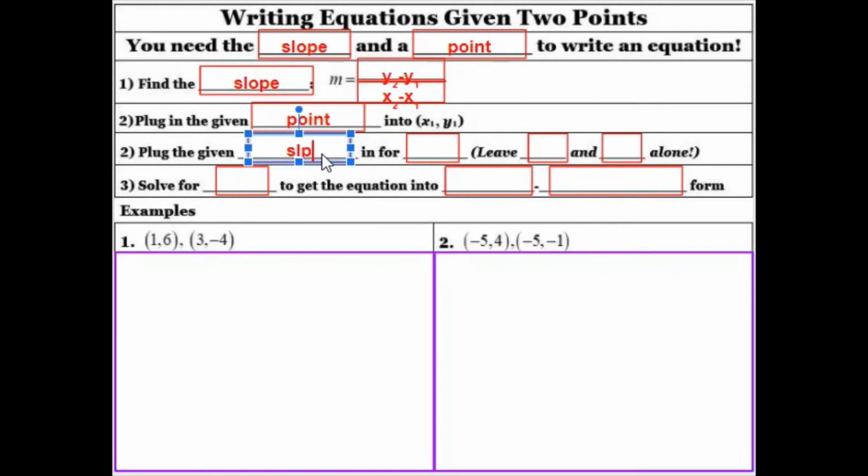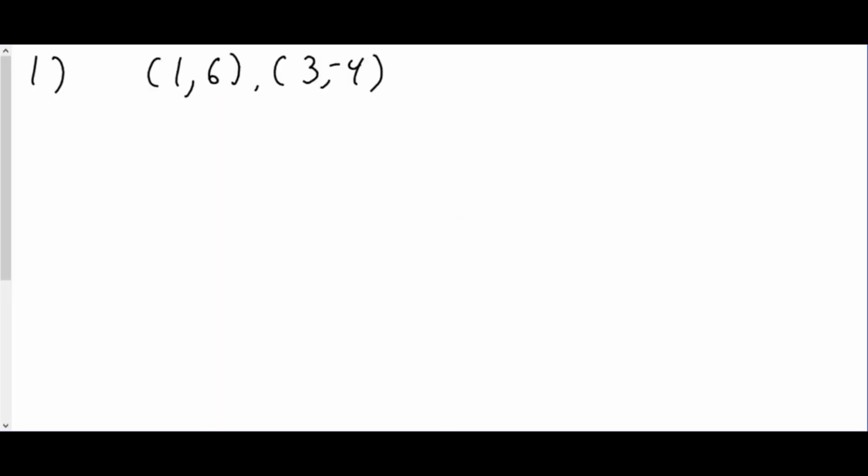Plug the slope in for m, leave your regular x and y alone, and then solve it for y to get it into slope intercept form. Let's try the examples. We have our 2 points. We're going to start by finding the slope.